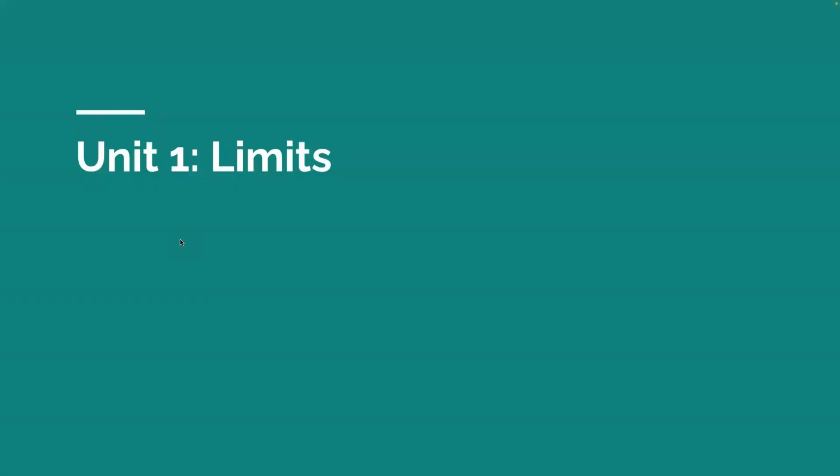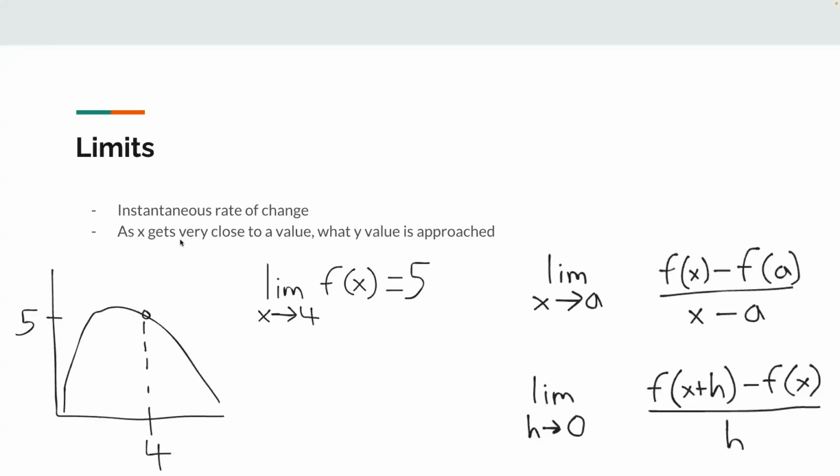So first unit, limits. Limits can be used to define instantaneous rate of change. Instantaneous rate of change is just a derivative, and as you'll see later, we'll use limits to help define what a derivative is. So for limits, just know that as the x value gets extremely close to, but not equal to, a certain x value, what y value is approached.